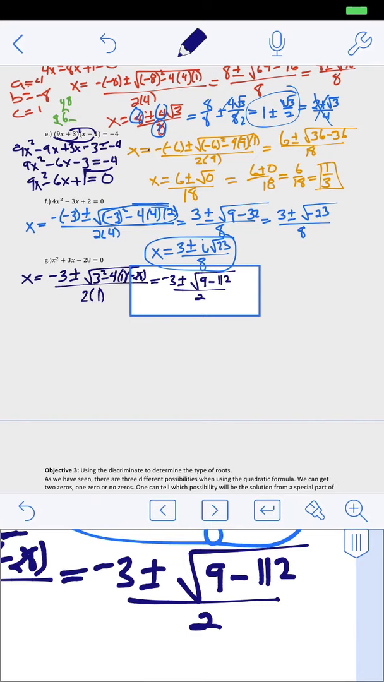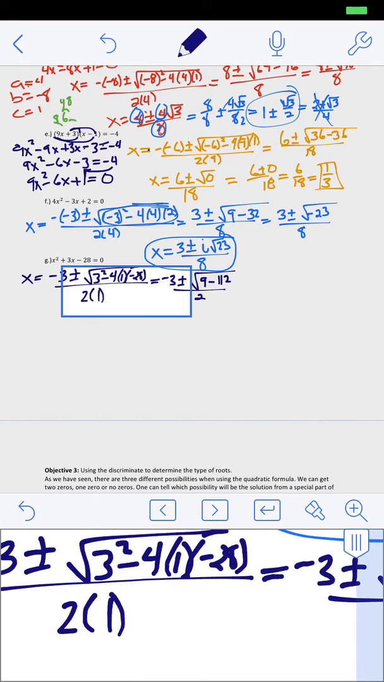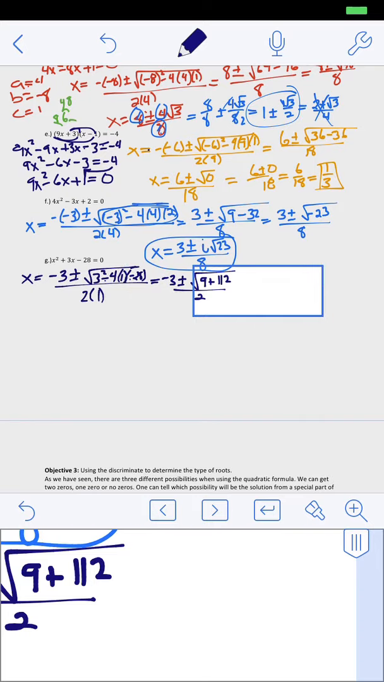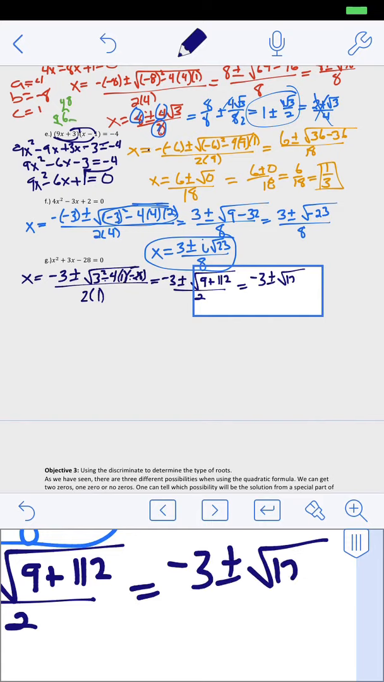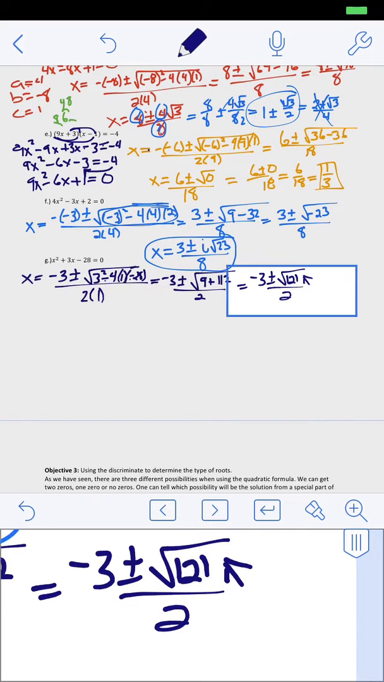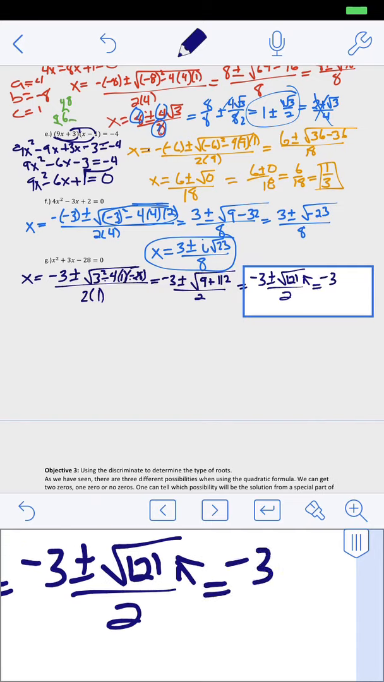9 minus 112. Wait, hold on. My apologies. Negative and a negative make positive. So that would be 9 plus 112. I don't know why I'm doing that on a calculator. Is 121. Negative 3 plus or minus the square root of 121 over 2. Yay, lucky for us, that's a perfect square. And it's real, right? That's a real perfect square. So this simplifies to negative 3 plus or minus 11 over 2.